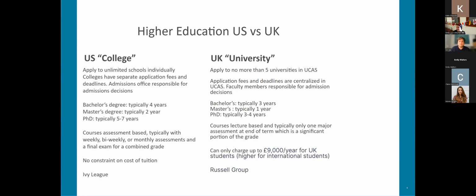The other big difference is that we have no cost constraint on tuition. We can charge whatever we want. And as you all know, the fees for students are quite high, versus over there, they are under a different system, so it is subsidized by the government. They are only paying £9,000 typically per year, so the cost is just a lot less. And again, I'll talk about that later.